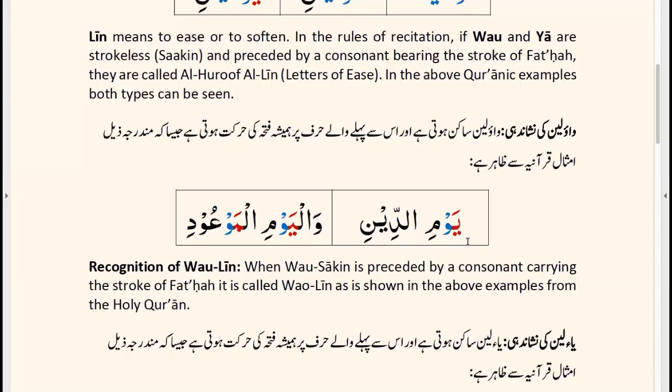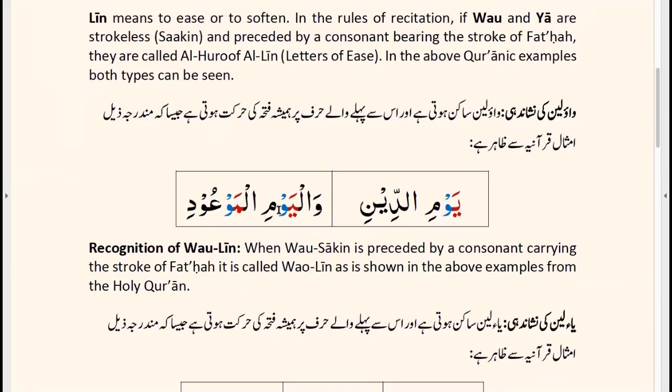Very nice. Okay, so let's have a go. Can you pronounce this part of the example? Yao. Very nice. So a tiny little bit longer. Yao. Very nice. And can you carry on and read the rest of the word? Yomiddini. Very nice. So here we have the waw-een because before it we have ya with the fatha. And then we will prolong it for a bit longer than a second.